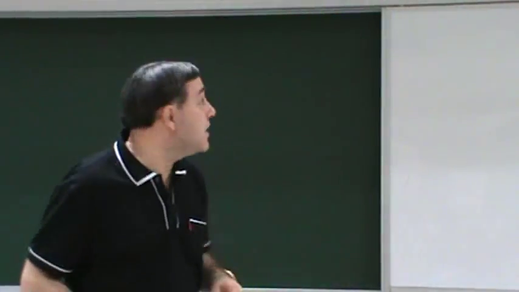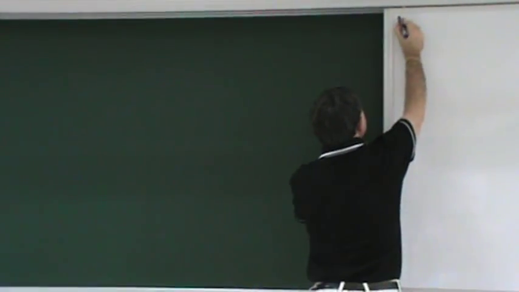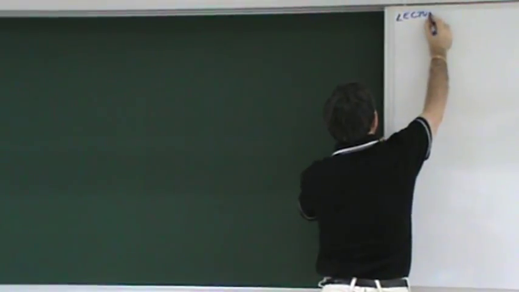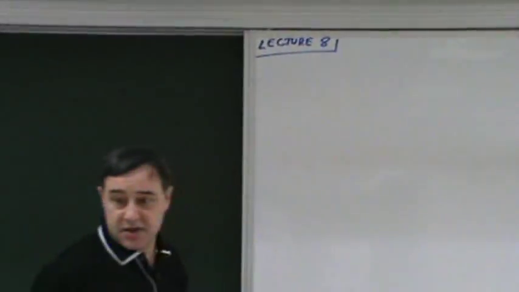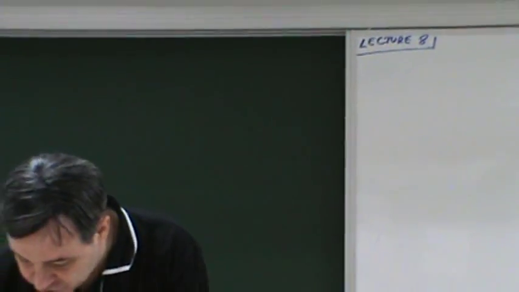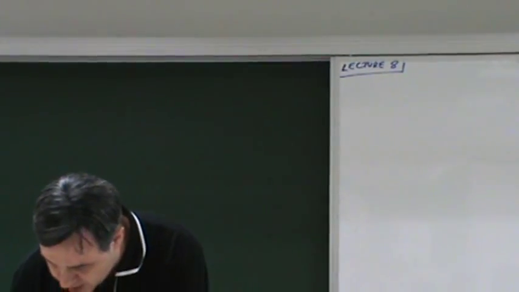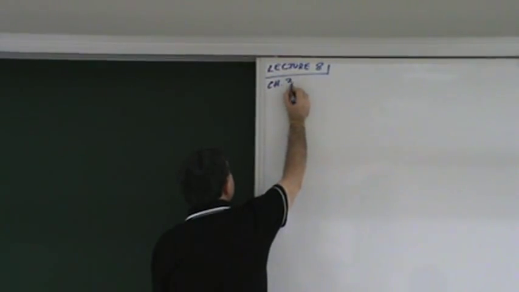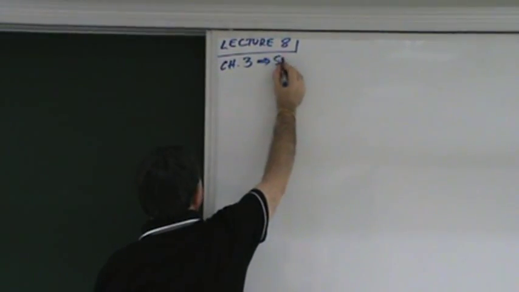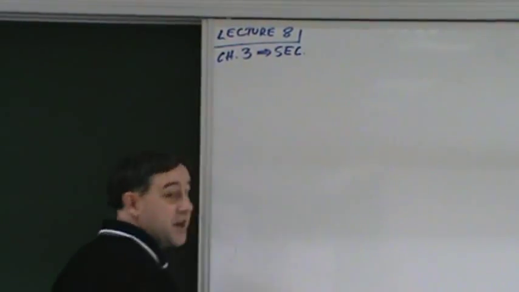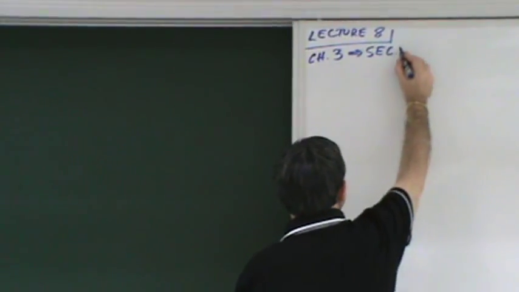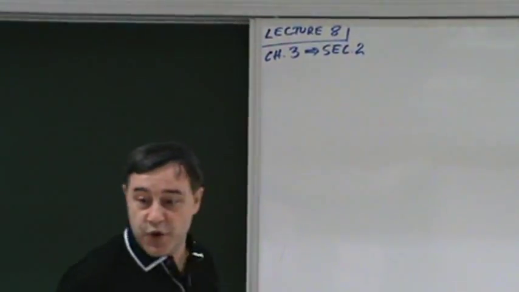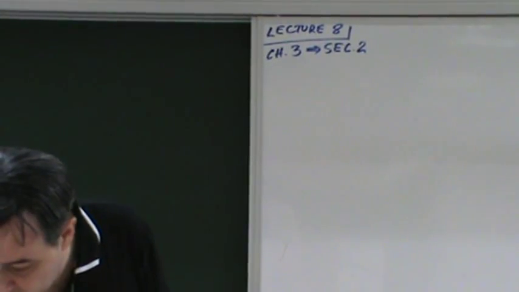So, we continue now. This is lecture 8. We are on chapter 3, section 2 in my textbook, and we are on conventional measures.